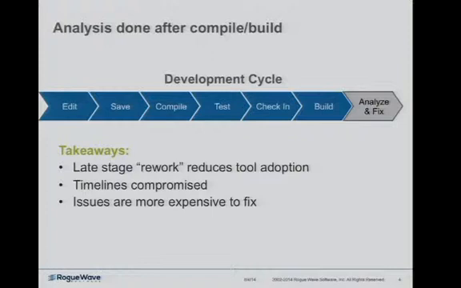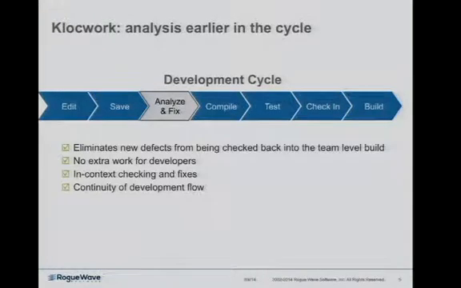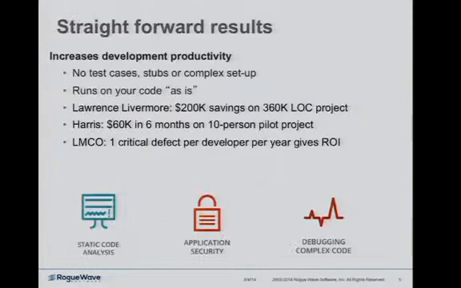So what Clockwork tries to do is stop that, as I said initially, immediately, and eliminate these defects from the get-go. So there's no extra work required. There's some in-context checking and fixing. And the important point is that there's continuity of development flow. So we're not disrupting anything as you're coding and as you're saving files, let's say. You're seeing these things either pop up or disappear, and you get this instant feedback of what's going on. So you get essentially straightforward results.